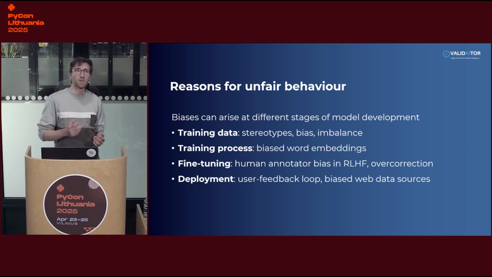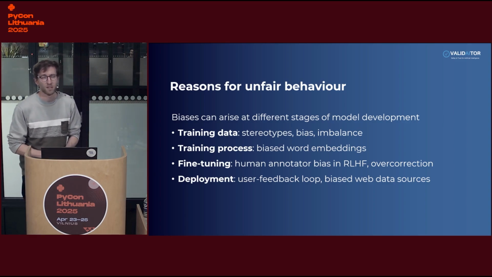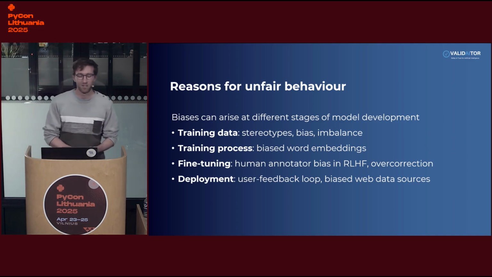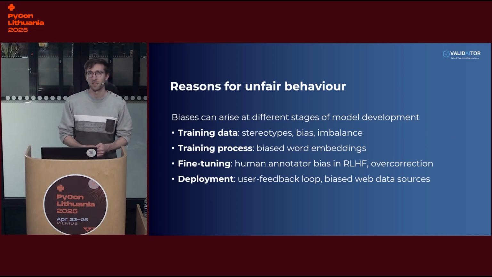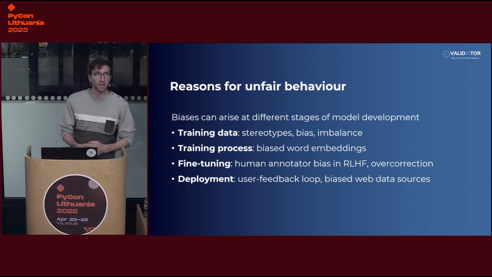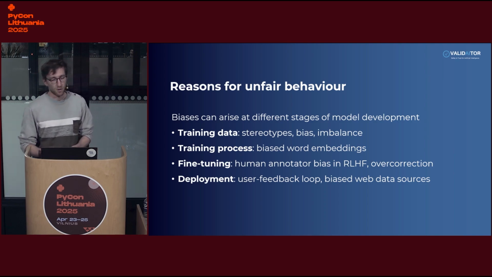Also, one problem is overcorrection. Maybe you know this example of the Gemini models, which generated images of German World War soldiers who were black or Asian, which is not true. And also during deployment, this bias can happen. Maybe you have biased web data sources, or you have a feedback loop from the users. So there are multiple reasons why we get unfair behavior.